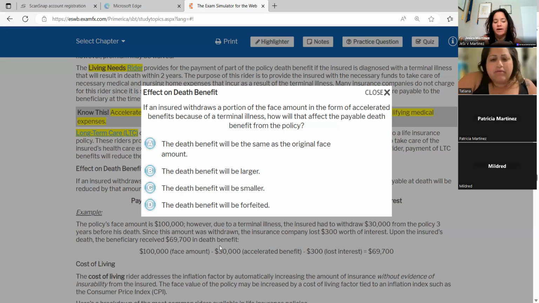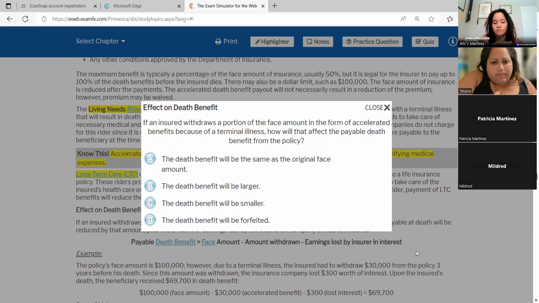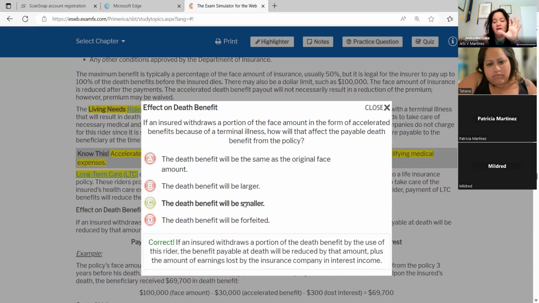And I'm covering the equation here. So payable death benefit is equal to the face amount minus any amount withdrawn, and it could be from any of the riders that they have. So even though it's a benefit in your clause, you're not paying extra for it, but whatever amount you get, it will deduct it from your death benefit.